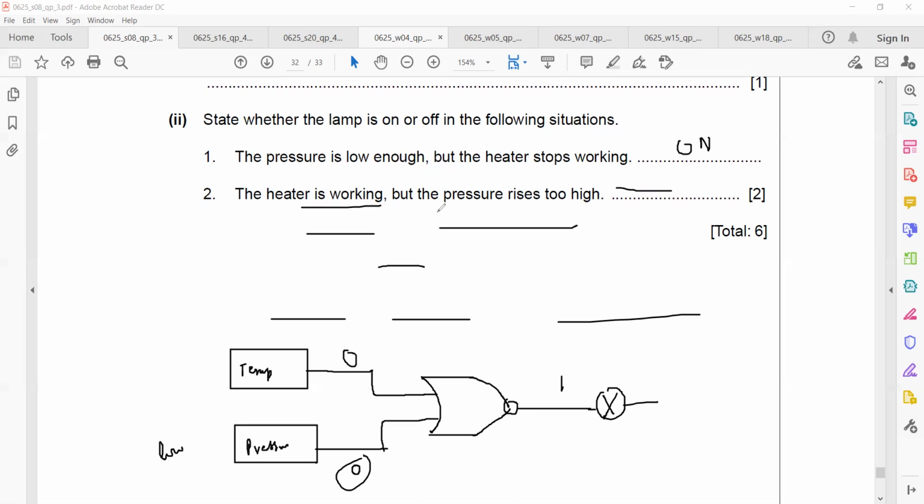The heater is working, but the pressure rises. So heater is working means this is 1, pressure rises, this is also 1. What will be the output? So the output will be 0, or we can say 0 means the lamp will be off.